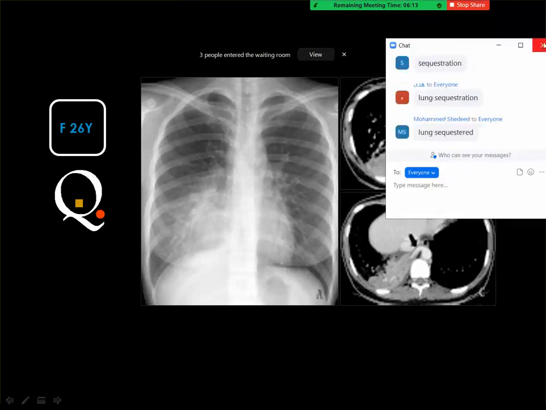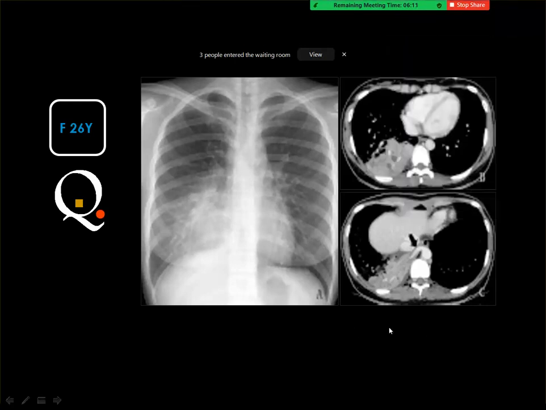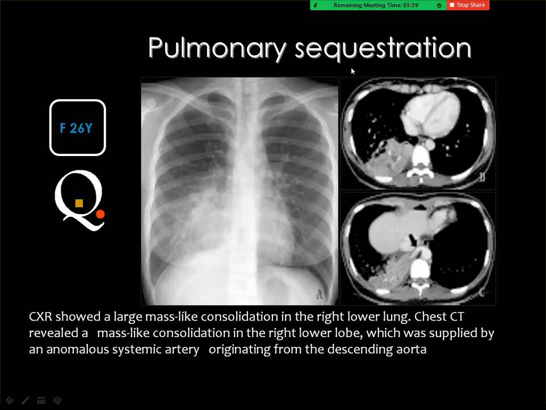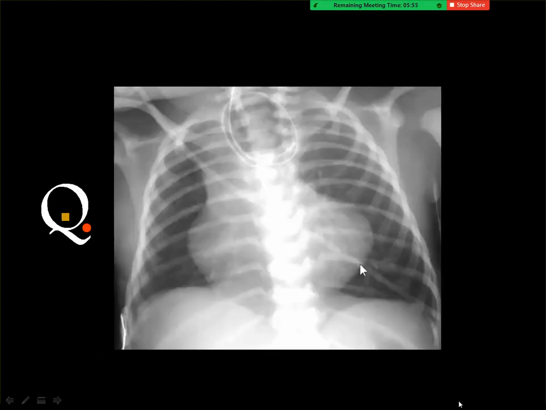Yes, and lung sequestration, right answer. And if you look carefully here, you can see that there is a vessel coming directly from the aorta to the infected area or the consolidated area, diagnostic of pulmonary sequestration or sequestrated lung segment. Next case.